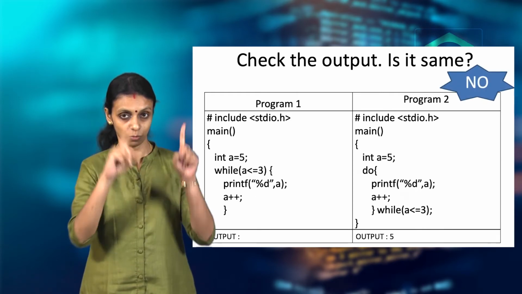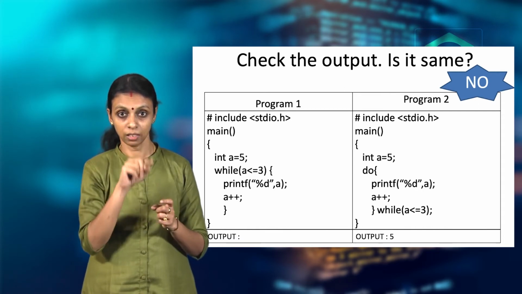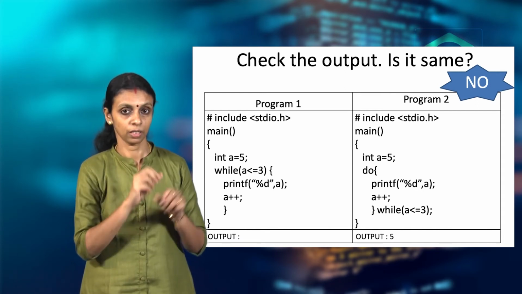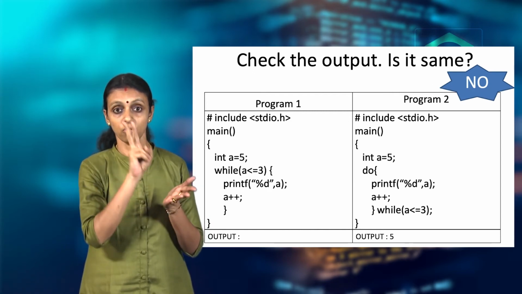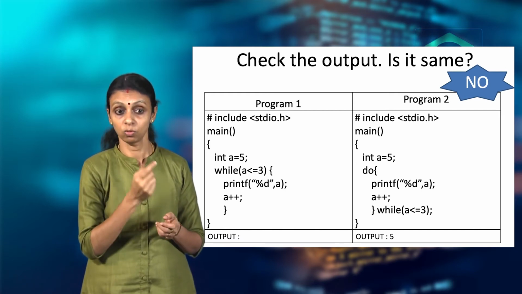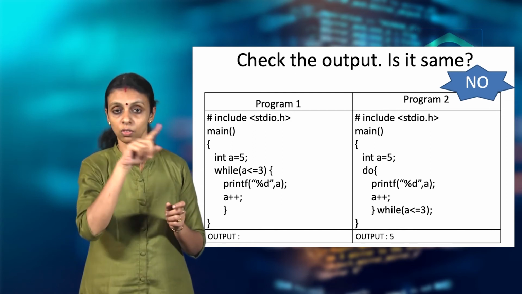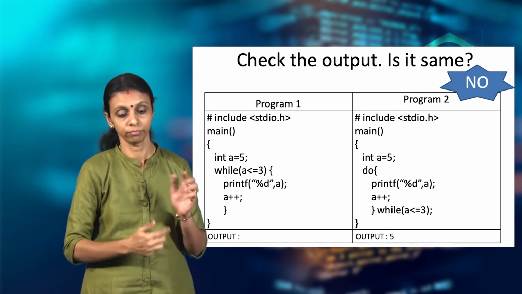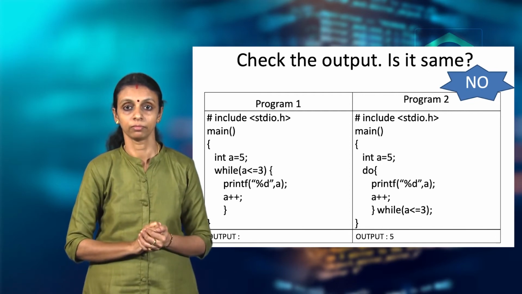Consider program 1. First condition is checked, a less than or equal to 3. Value of a is 5. So, the condition is false and exits the loop. Nothing will be printed as output.